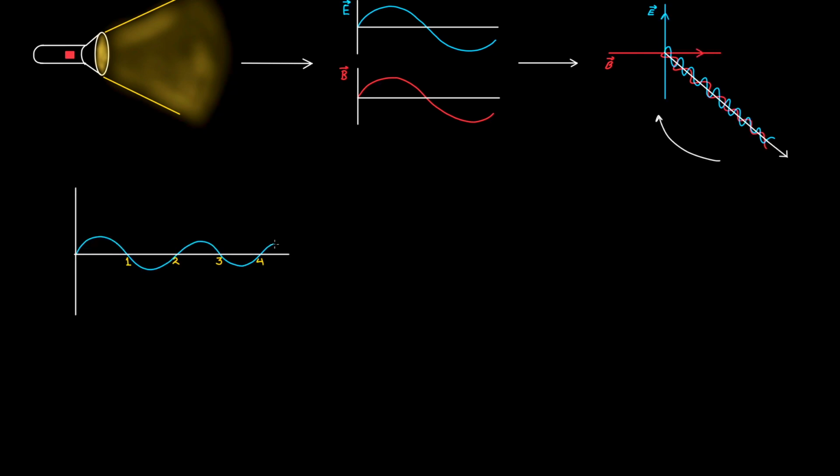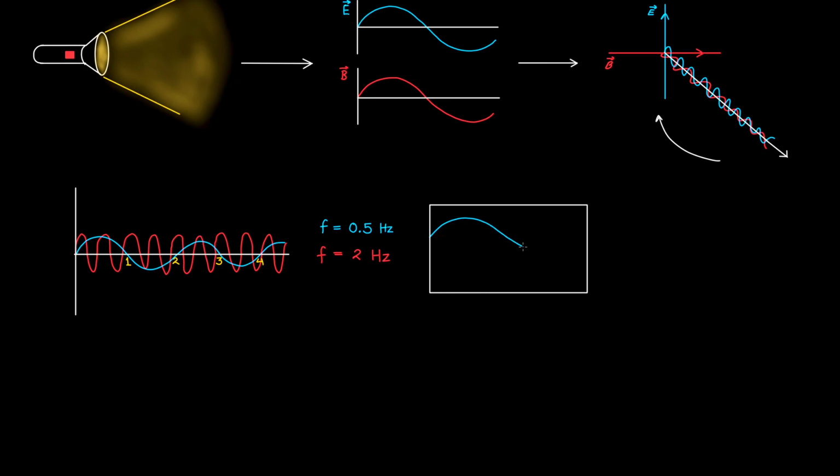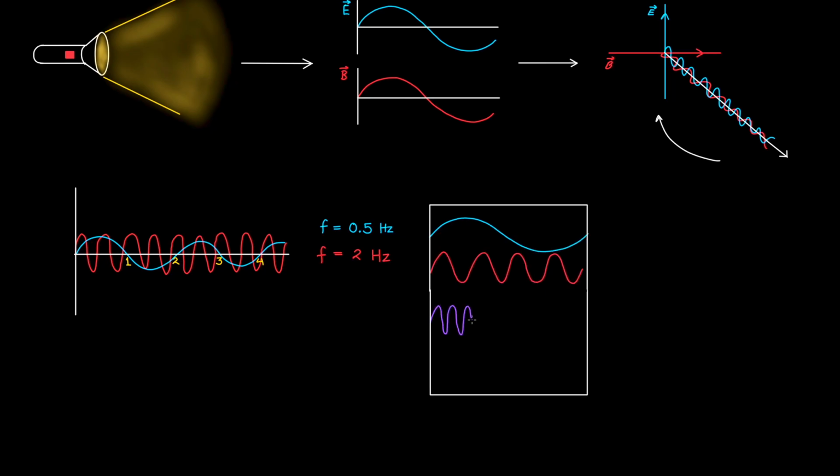Let's take a look at frequencies. Frequency tells us how many oscillations per second the wave is doing, and it's measured in a unit called hertz. So in this case, the red wave has a greater frequency because per second it's doing more oscillations than the blue wave. And all the combined frequencies of all electromagnetic radiation gives us a spectrum known as the electromagnetic spectrum.